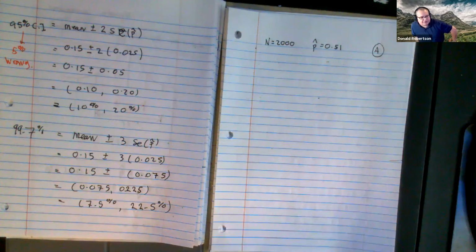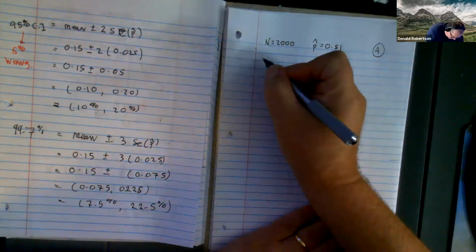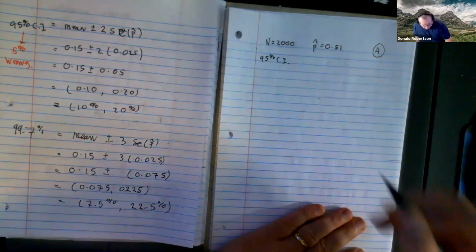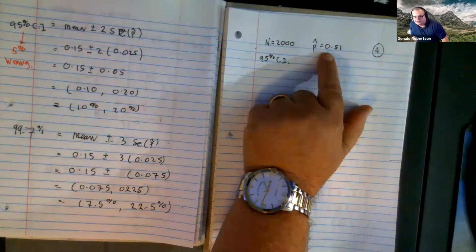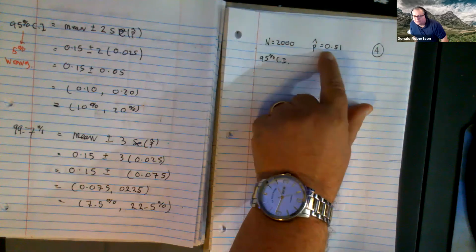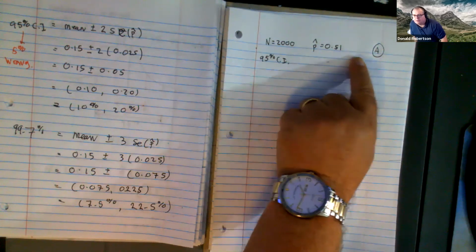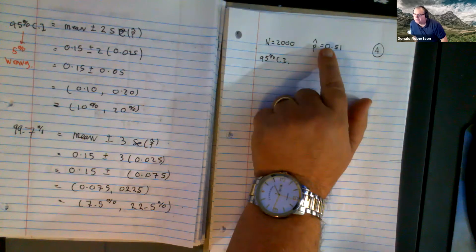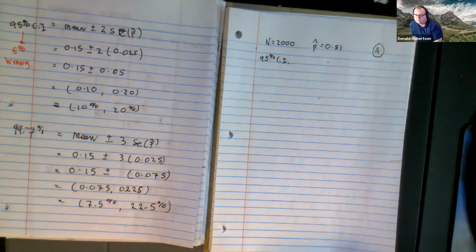What do you want, a 95 or a 99.7? Which one do you want me to do? 95. So we're going to use a 95% confidence interval. We are going to try and see whether this sample of 2,000, where 51% said they're going to vote for him, proves that he's likely to win. That's kind of the story.